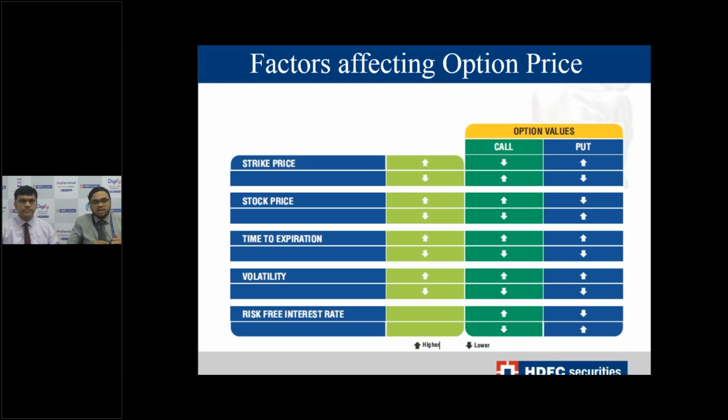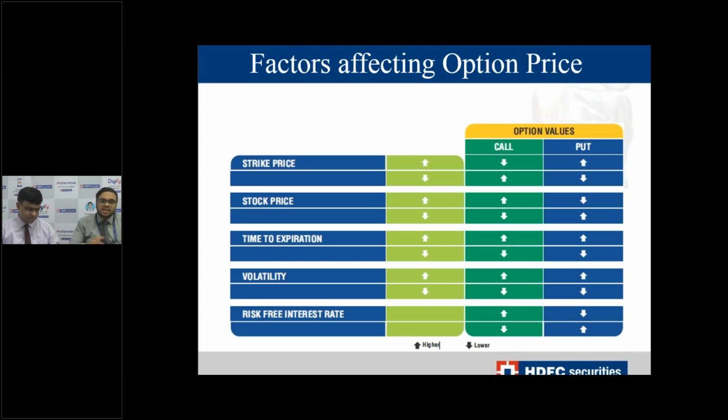I mean to say, if we compare the 12,200 weekly option price with the 12,200 monthly expiry, definitely the weekly option will be valued less compared to the monthly expiry. Why? Because there are only 2 to 3 days left for the weekly expiry and a whole month, around 17 days, left for the monthly expiry. So the time value will always be more in the monthly expiry, and because of that the price will be more for the monthly expiry.